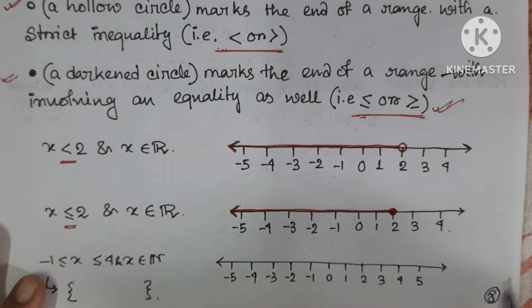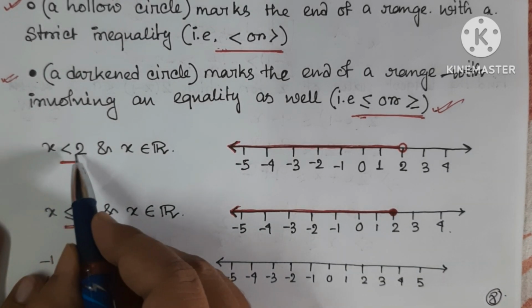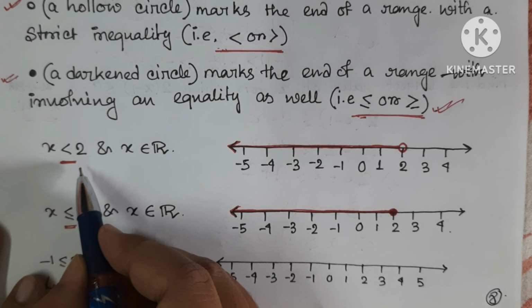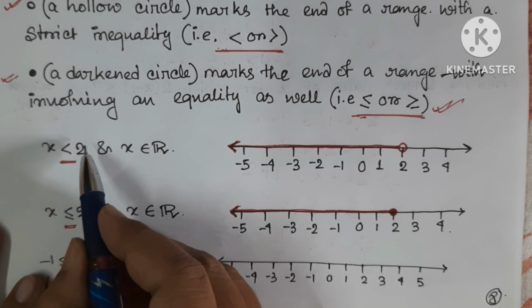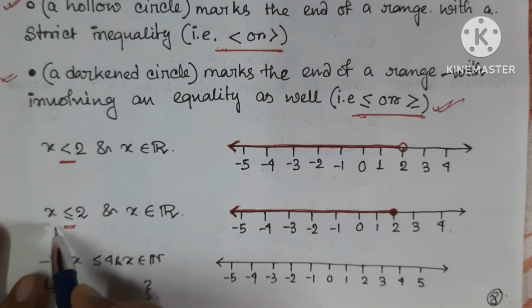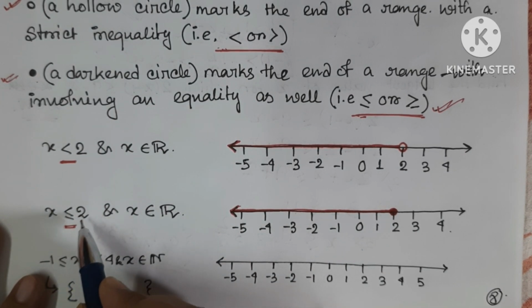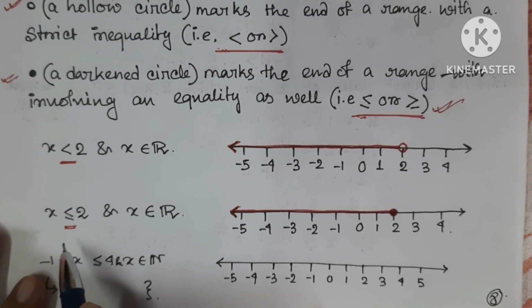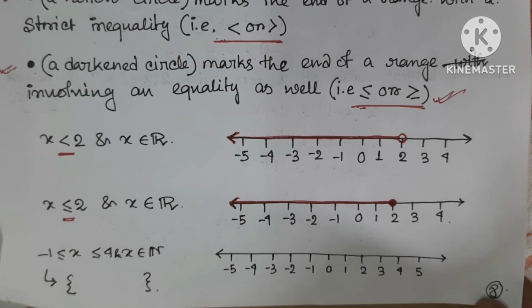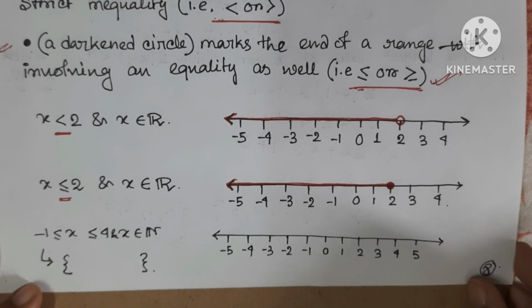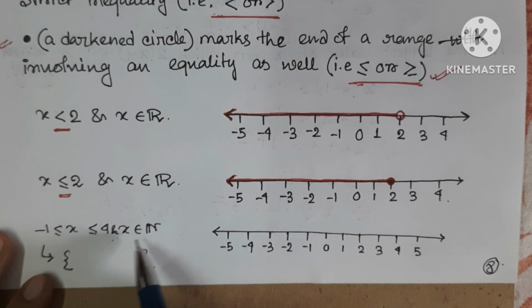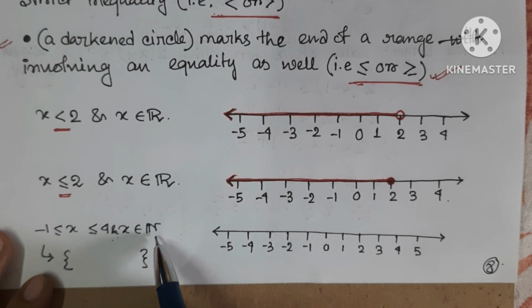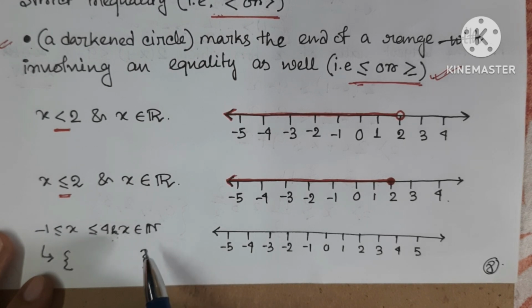Here x less than 2 means x is not equal to 2. The value x equal to 2 is excluded here. And x less than or equal to 2 means x equal to 2 is included here. Okay. So come to the last one. Minus 1 is less than or equal to x less than or equal to 4, and x belongs to N.